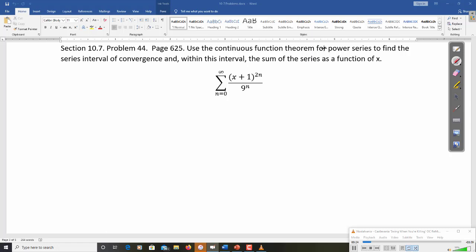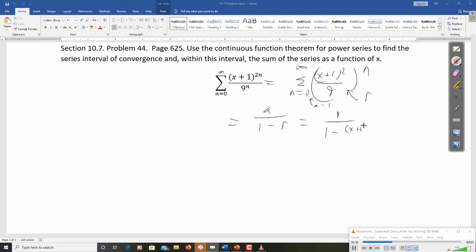So use the continuous function theorem, that was the first theorem we looked at, for power series, and the second theorem we looked at, to find the series, its interval of convergence, and within this interval the sum of the series as a function of x. Well, the trick with this is that it's a geometric series, because you can rewrite it as the sum, n equals 0 to infinity, of x plus 1 squared over 9, to the n. And we know if you have a geometric series, a common ratio raised to the nth power, the sum is going to equal a over 1 minus r. In this case, a is 1, and this is r. So this is 1 over 1 minus x plus 1 squared over 9.